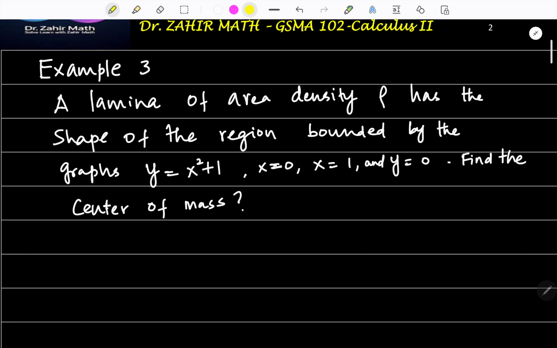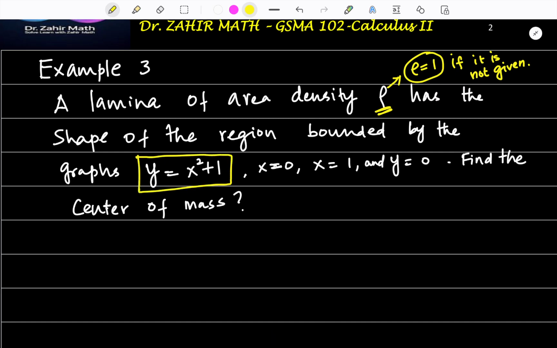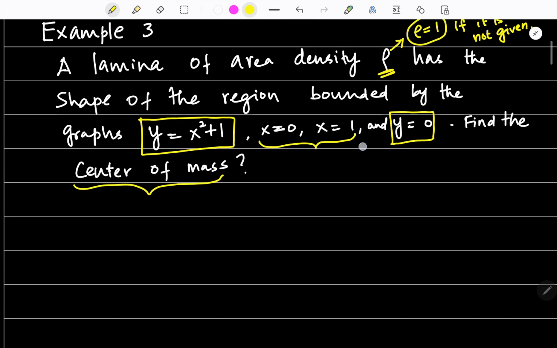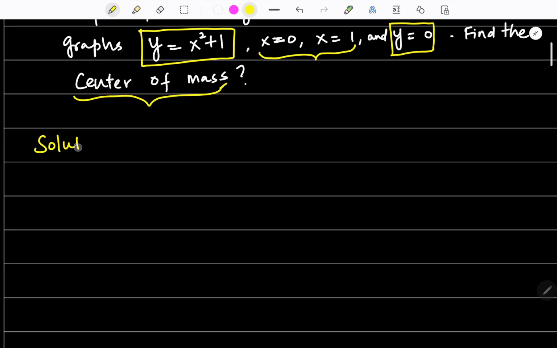A lamina of area density rho. Rho is given. Sometimes in some questions rho will not be given. Keep in your mind, if rho is not given, you have to take it as 1. But in this question, rho is given, so you have to take rho as rho. The lamina has the shape of the region bounded by two curves: y equals x squared plus 1, which is a parabola, and y equals 0, and the limits are x equals 0 and x equals 1. Find the center of mass. Let's go to the solution.